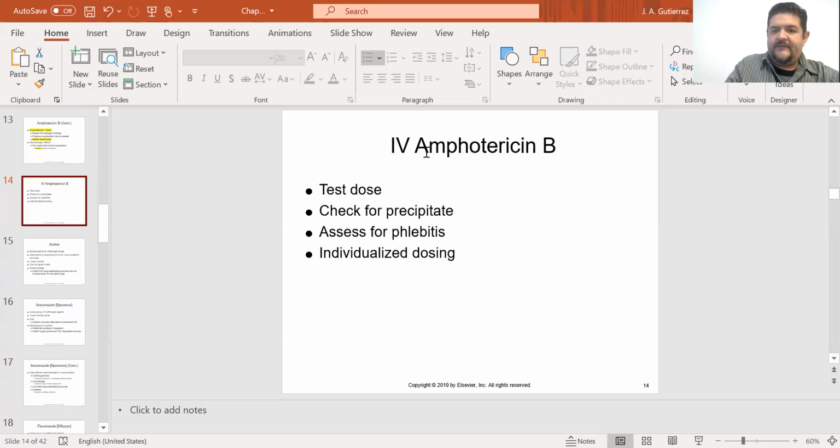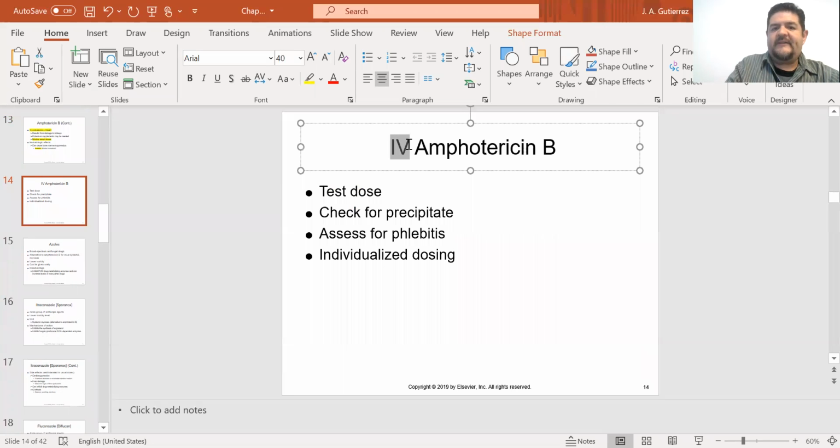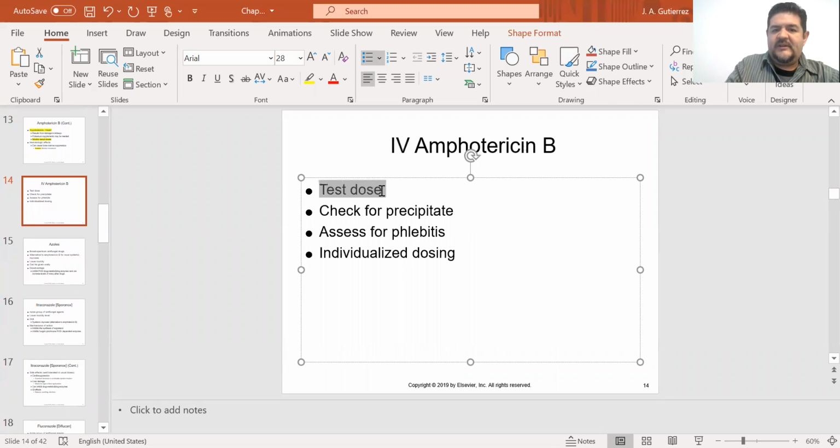So we mentioned amphotericin B is an IV medication. Usually we provide a test dose to see how sensitive the patient will be regarding the medication. Always check for phlebitis. We need to use a central line for this, and the doses have to be individualized. So it's not going to be the same dose for every patient.